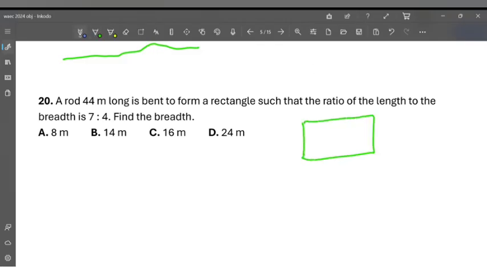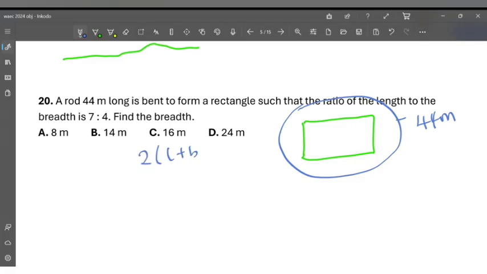So if you go around this rectangle, everything around it is still that same 44 meters, which means the perimeter of this rectangle is 44 meters. And we know the formula for the perimeter of a rectangle is 2 times (length plus breadth). In this case, the perimeter will be the full length of the rod because the rod was used to form the full rectangle. So 2 times (length plus breadth) is equal to 44.